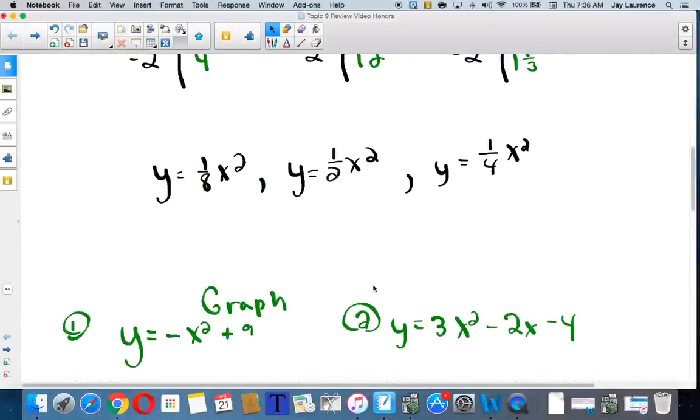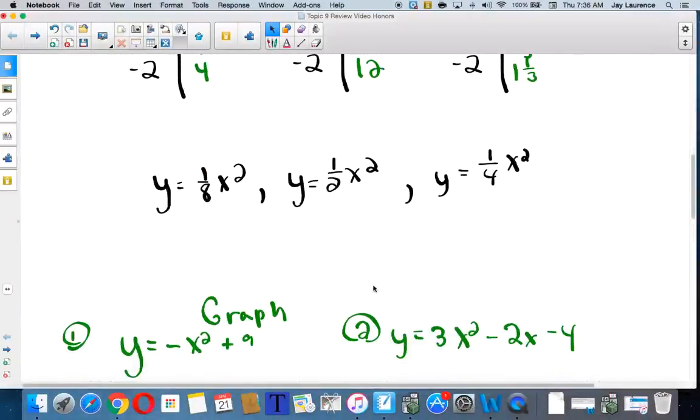There's the tables. Right now, I'd like you to order those three equations from most wide to least wide, to skinniest. You can pause the video and try that. Here comes the solution if you've tried it on your own.